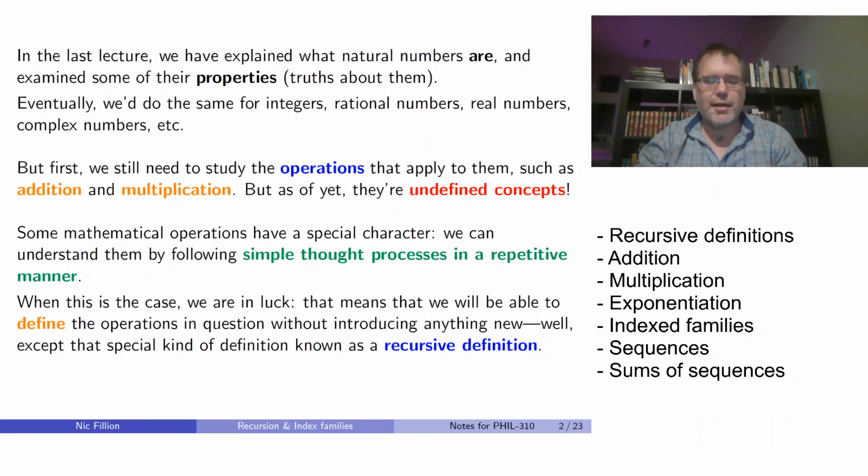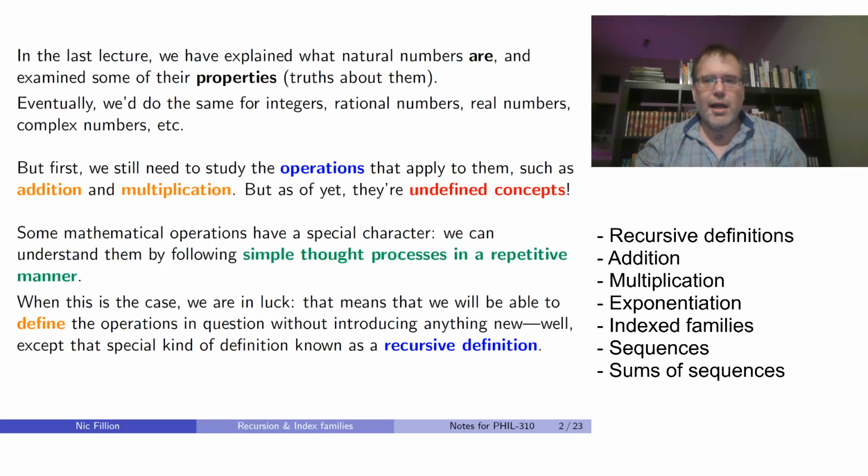So I think the next important thing to do before we get there is to look at the operations that we can do on natural numbers, and we're going to look in particular at addition and multiplication and exponentiation. At the moment, those are undefined concepts. We haven't said exactly what an addition is, what a multiplication is, what an exponentiation is, right? So we're going to have to devise a strategy in order to figure out what those things are.